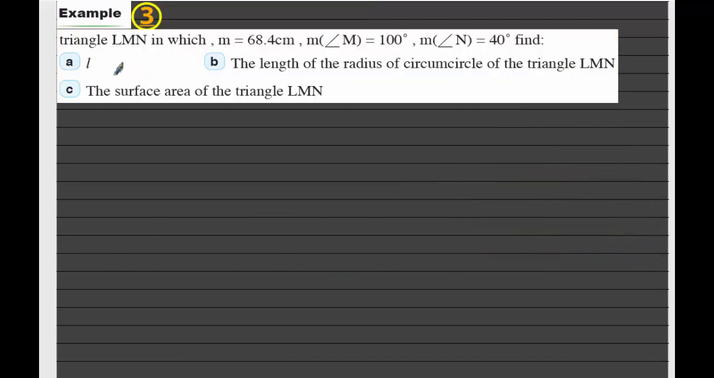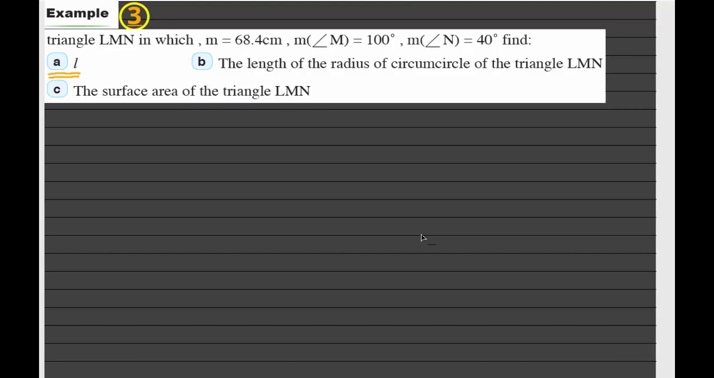Now, example 3. We have triangle LMN in which M equals 68.4 centimeters, the measure of angle M equals 100 degrees, and the measure of angle N equals 40 degrees. First, find L. Then find the length of the radius of the circumcircle of the triangle LMN, and the surface area of the triangle LMN. Okay, first we'll draw the triangle LMN.